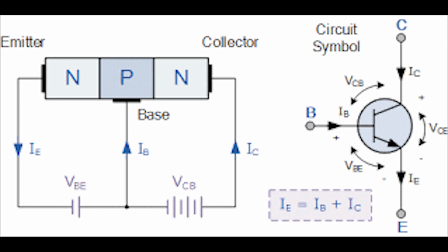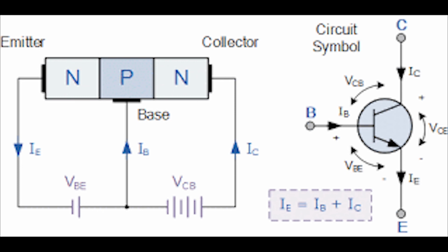The number of electrons reaching the collector region is directly proportional to the number of electrons injected or crossing the base region. IC equals alpha IE. Ideally, alpha equals 1, but in reality, it is between 0.9 and 0.998.